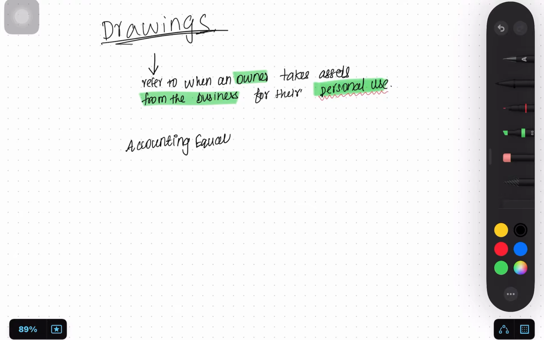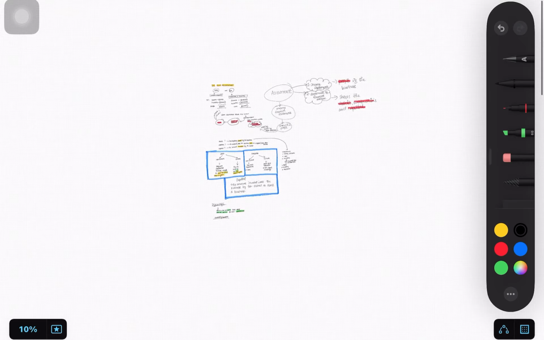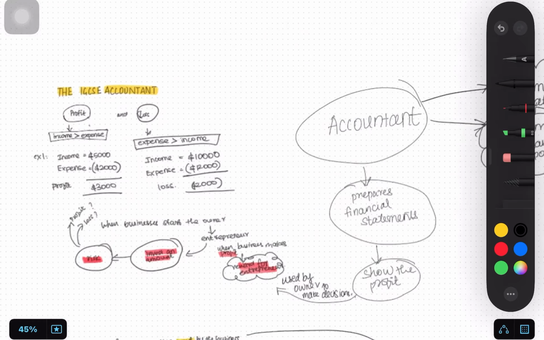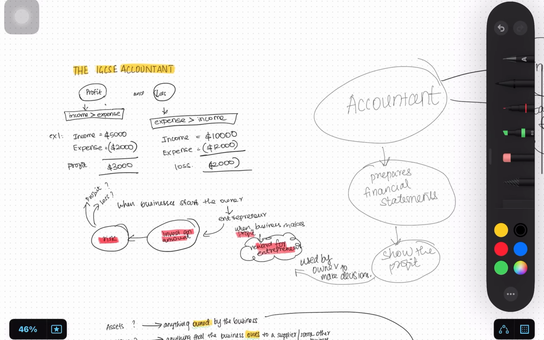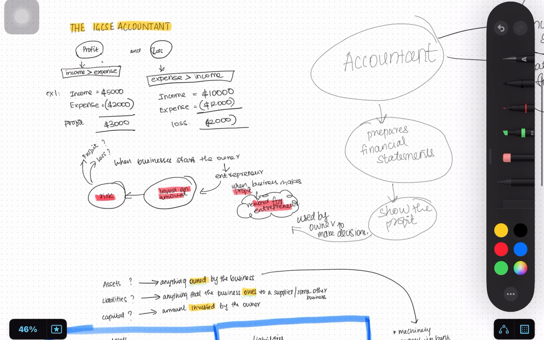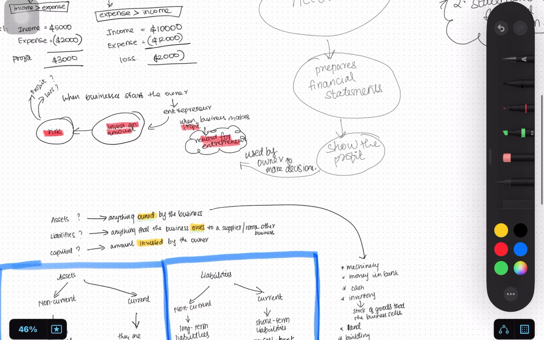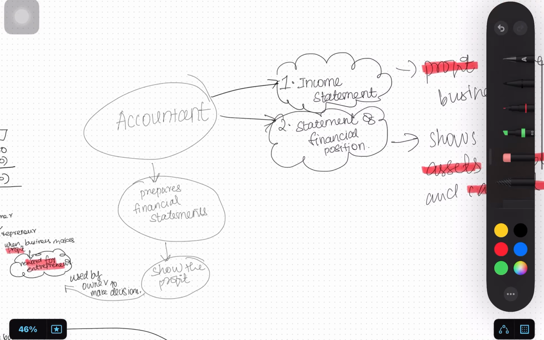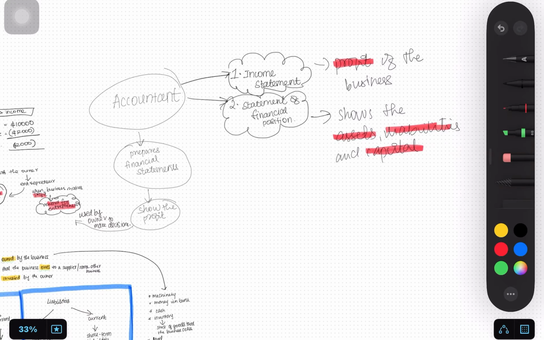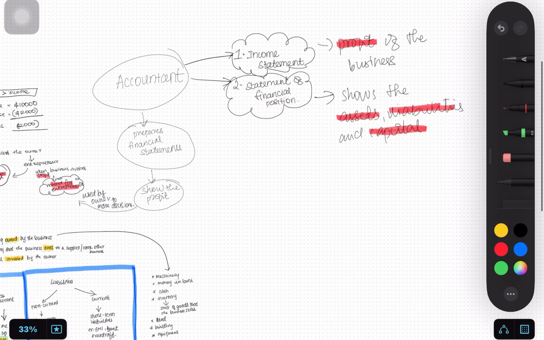So far, let's just take a quick revision of what we've learned. We've learned in today's class about profit, we've learned about loss, we've learned about when a business makes a profit, when a business makes a loss. Profit is the reward for an owner for investing capital into the business, and how accountants help the owner to make decisions in the business.